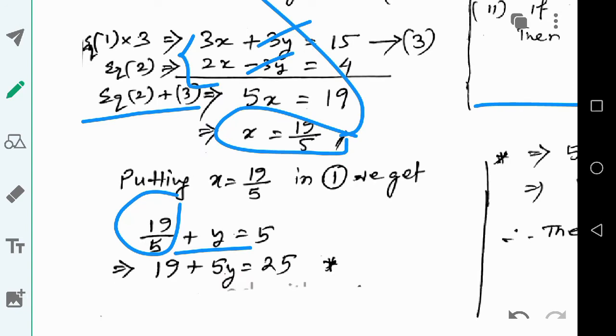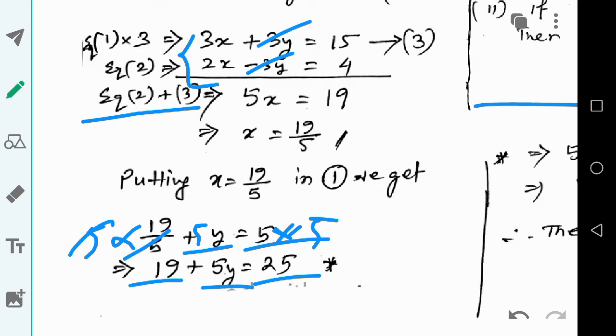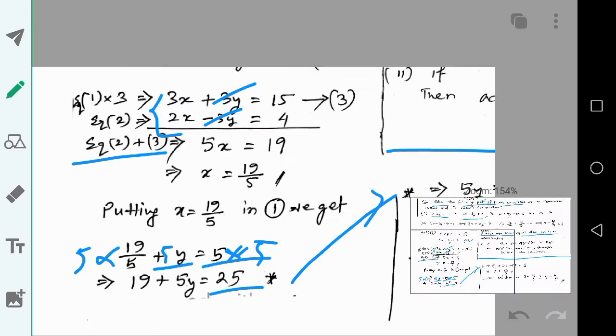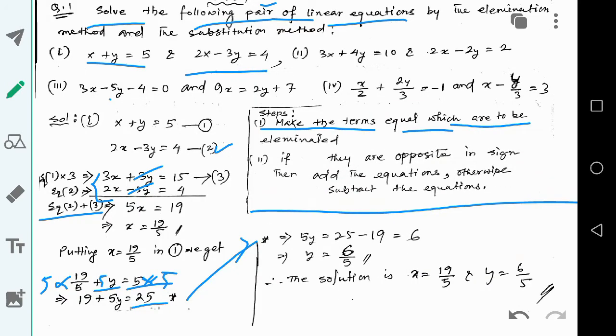Now multiplying both sides by 5, we have multiplied 5 here, 5 here, and here also we have multiplied 5. 5 into 5 is 25, 5 into y is 5y, and here the 5 cancels, so we have got 19. Now simplifying this, we can obtain the value of y.